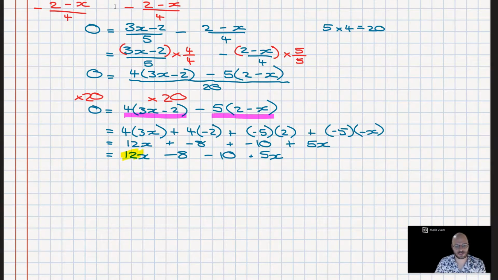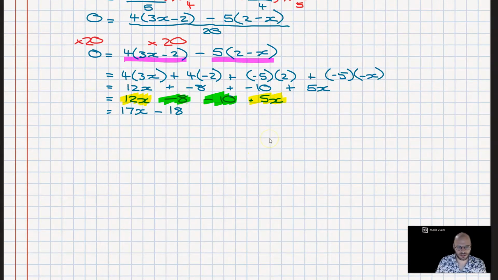Now we're going to collect like terms. 12x plus 5x is 17x. Minus 8 minus 10 is negative 18. Next step, I should say left hand side still equal to 0. Next step, we want to move all of our variable terms to the left, keep all of our constant terms on the right hand side. To do that, we have to take 17x from either side of the equation. This will yield negative 17x on the left hand side, negative 18 remains on the right hand side.